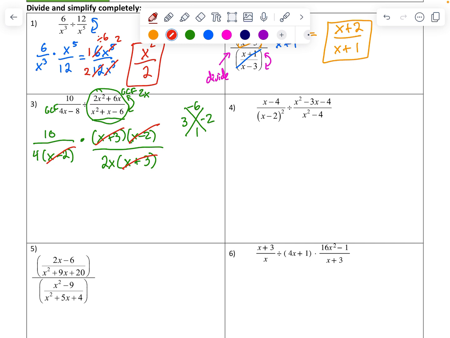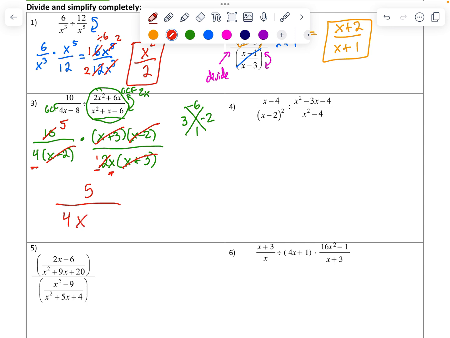The 2 and the 10, they're both divisible by 2, so I can divide the 10 by 2 and get a 5, and this 2 just turns into a 1. The 5 and the 4 can't simplify, so I think we're done. On the top, the only thing left is a 5. On the bottom, I've got a 4 times a 1, which is 4, and I've got this x, so we've got a 4x. That looks kind of weird, but it's really 5 over 4x, my final answer.